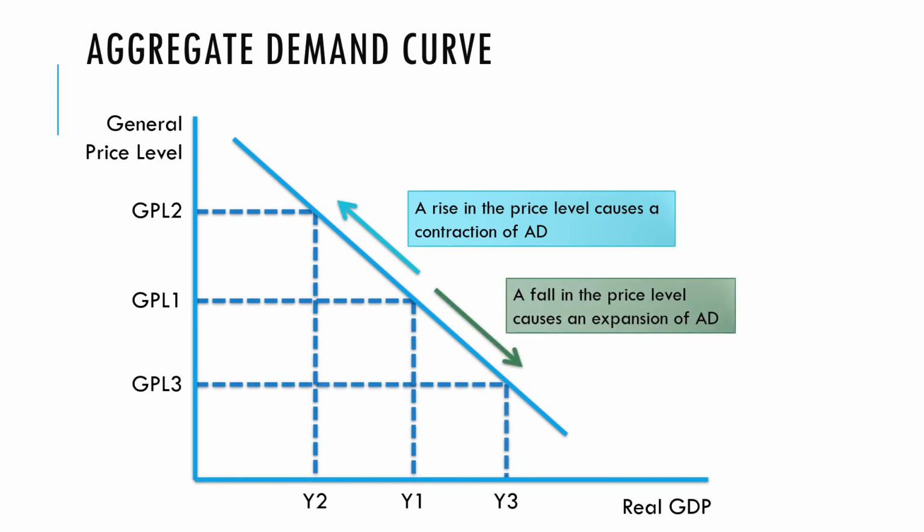Similarly, as the price level falls, there'll be an expansion in demand. The amount of goods and services that people demand across the economy would increase. So changes in the price level cause movements along our aggregate demand curve. And that's an important rule to note down.